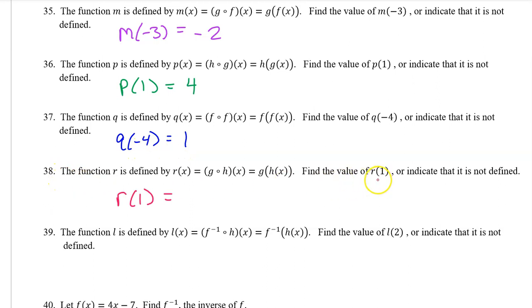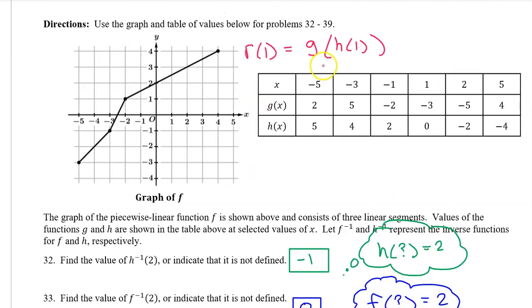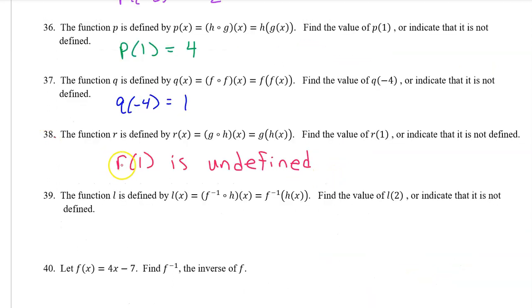38. We must evaluate r at 1. But r is g of h of x. So we must evaluate g of h at 1. From the inside out, we start with h at 1. H at 1 is 0. Moving to the outside, we get to function g, and we must evaluate g at 0. There is no 0. So g at 0 is undefined. Therefore, r at 1 is also undefined.